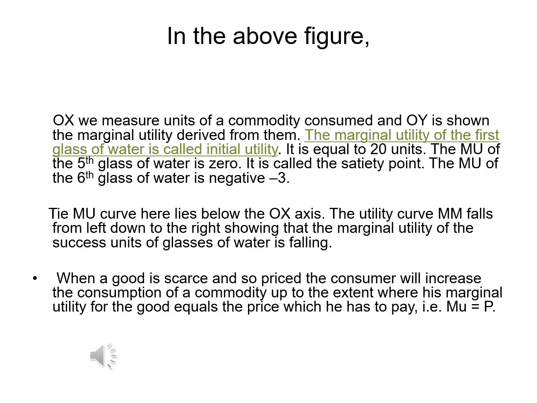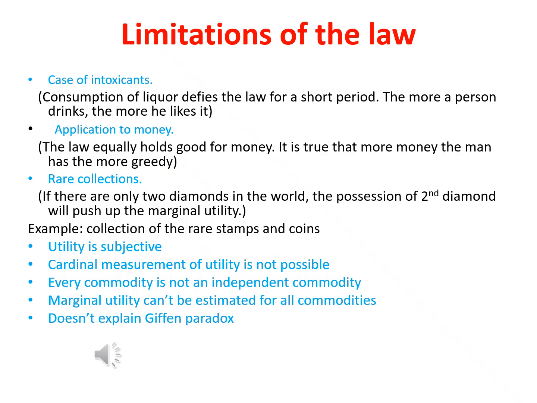In the previous slide, we studied the graphical explanation of the law of diminishing marginal utility and observed how marginal utility declines with successive units of consumption, eventually becoming zero and then negative. We also learned that the law successfully explains the behavior of consumers under normal conditions. However, like every economic principle, this law is not universal. It has certain limitations and exceptions. These limitations do not invalidate the law, but they indicate situations where it cannot fully explain consumer behavior.